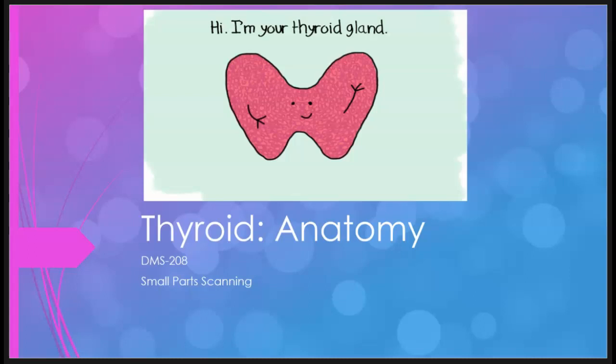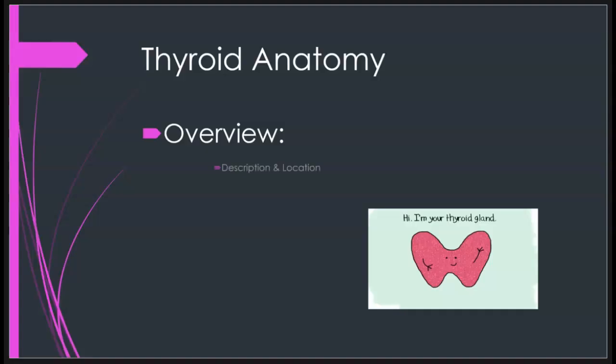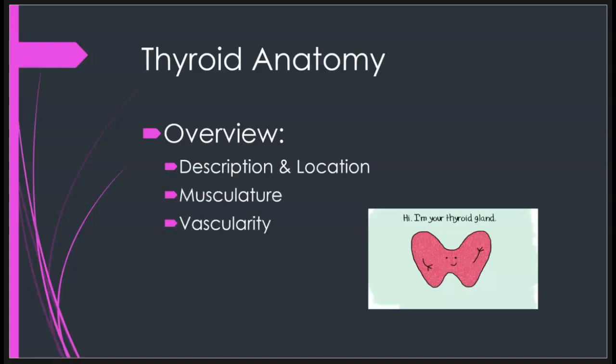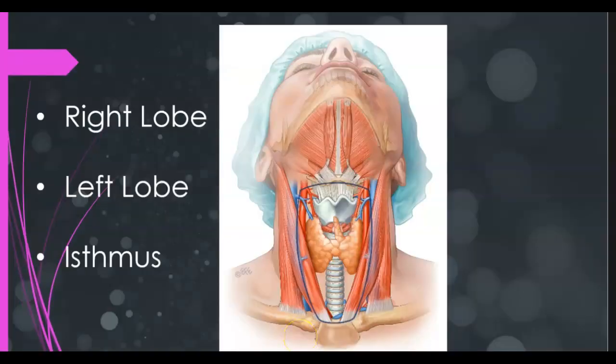In this video we're going to be discussing normal thyroid anatomy, and this is going to include the description and location of the thyroid gland, the surrounding musculature, and also the vascular supply and drainage. The thyroid is a gland that's located in the neck. It sits anterior to the trachea. It has two lobes, right lobe, left lobe.